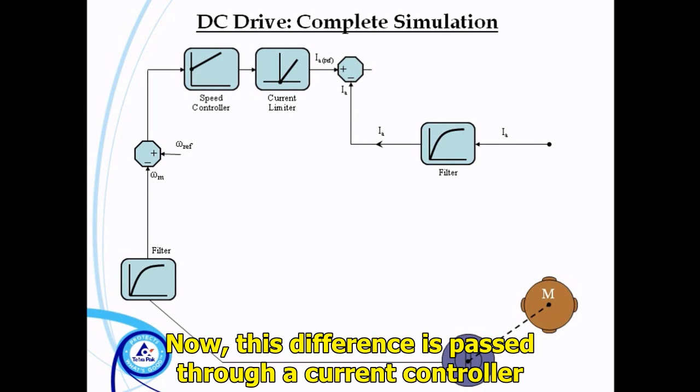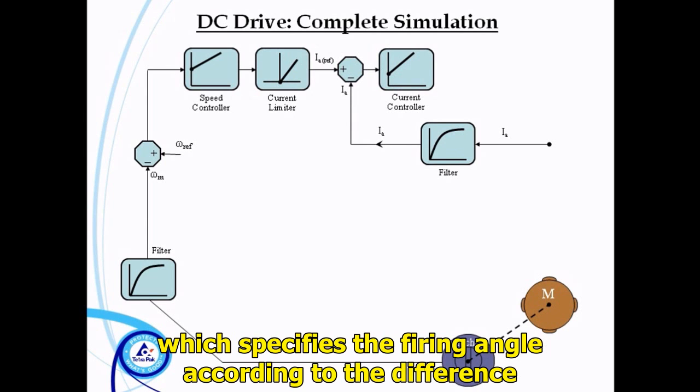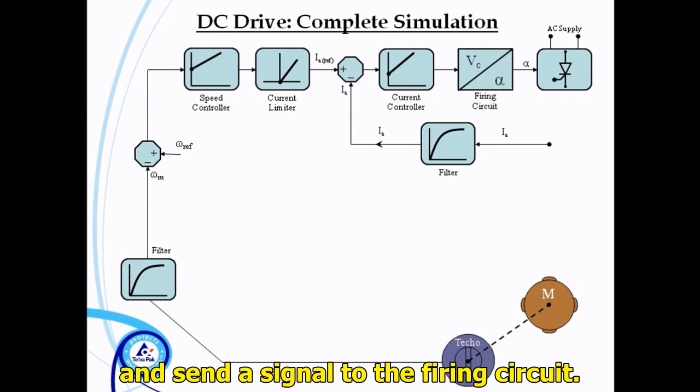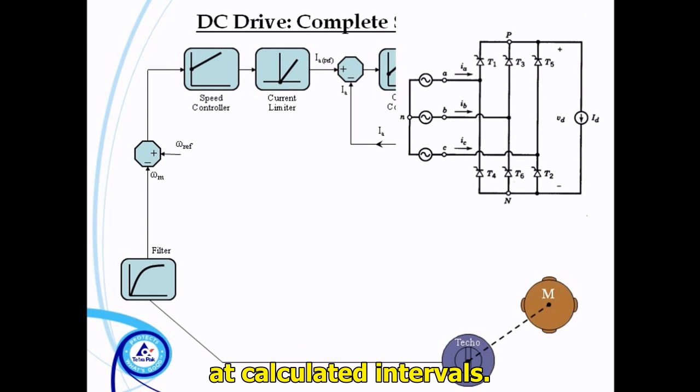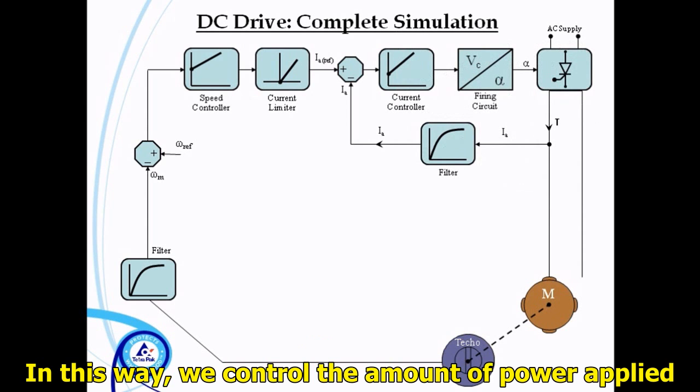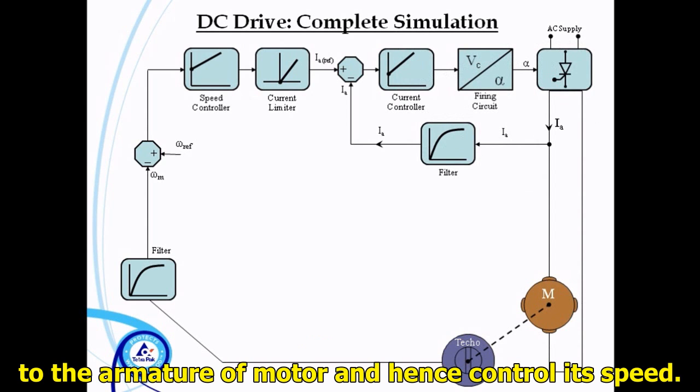Now, this difference is passed through a current controller which specifies the firing angle according to the difference and sends a signal to the firing circuit. From here, pulses are applied to the controlled rectifiers at calculated intervals. In this way, we control the amount of power applied to the armature of motor and hence control its speed.